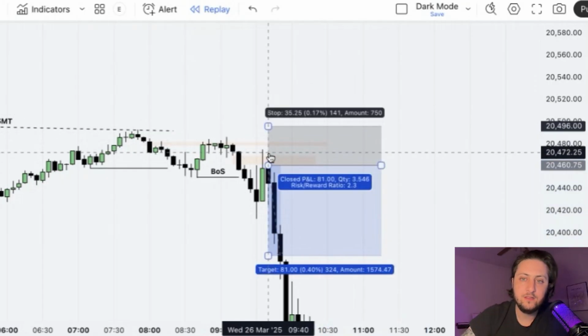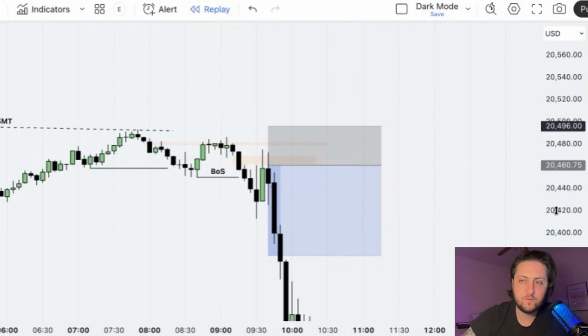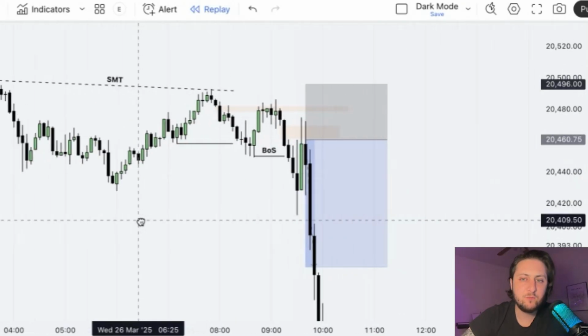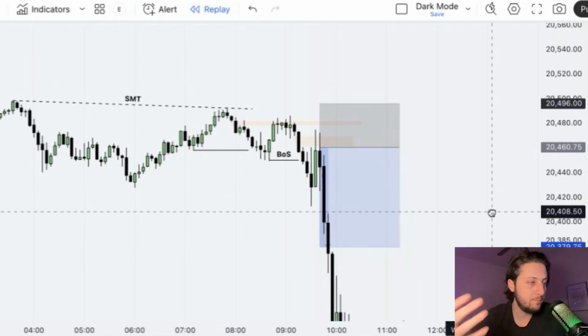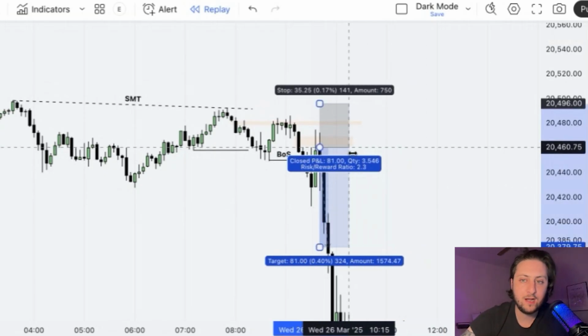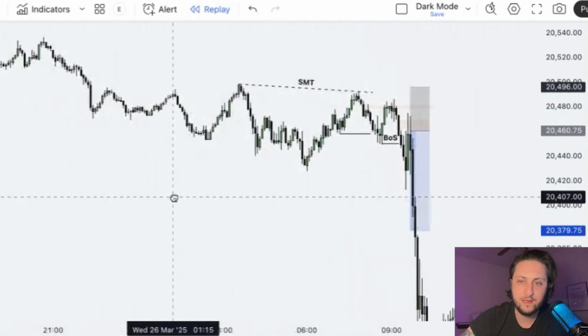So limit order inside the 5-minute bearish fair value gap. And this is where it's important to have a draw on liquidity. That's the other component to having all of the confluences aligned for your higher probability setup. So what was the draw on liquidity for me?